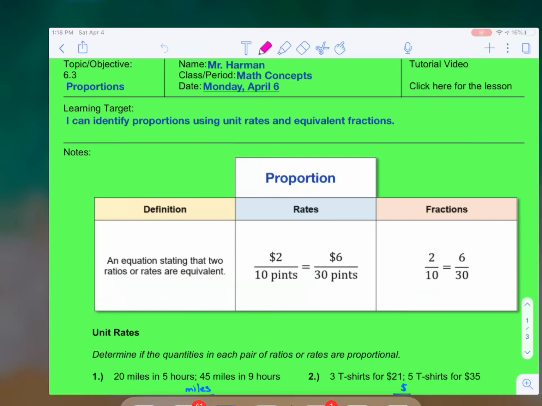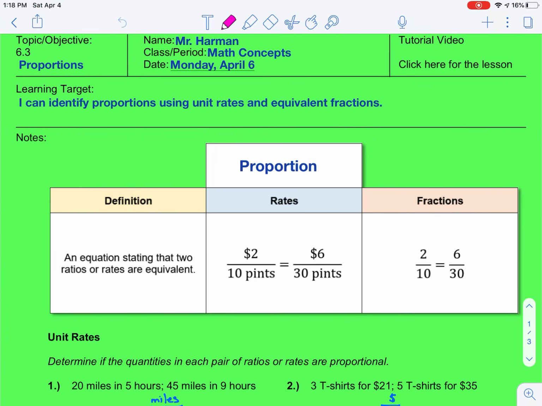So let's take a look at lesson 6.3, which is all about proportions and setting them up and what they mean and how we can check them. So our lesson for 6.3 is just called proportions. Our learning target is I can identify proportions using unit rates and equivalent fractions.